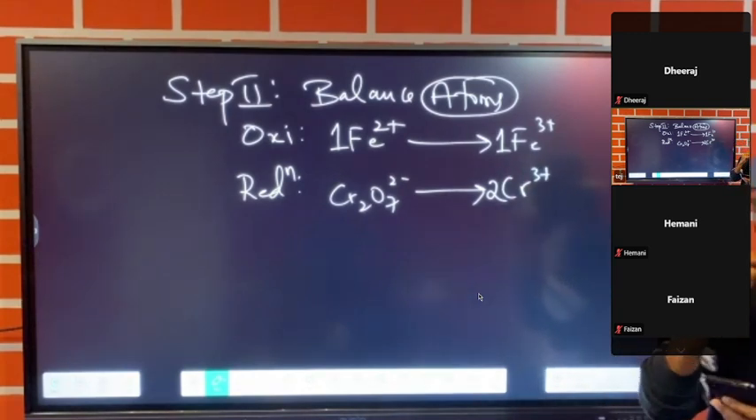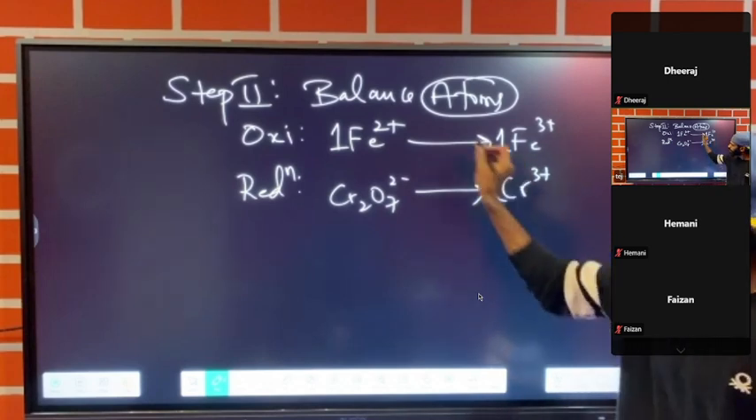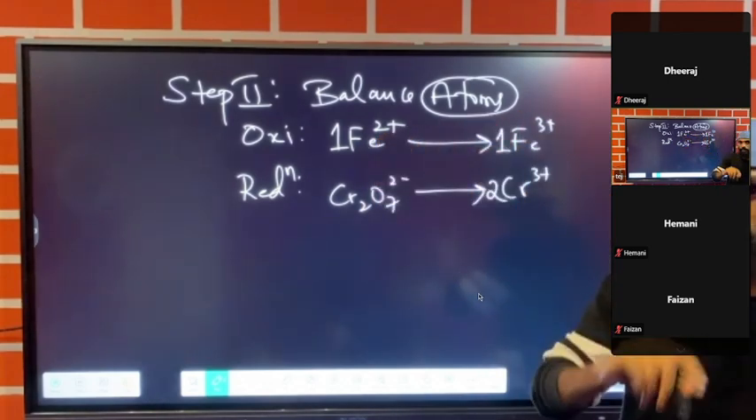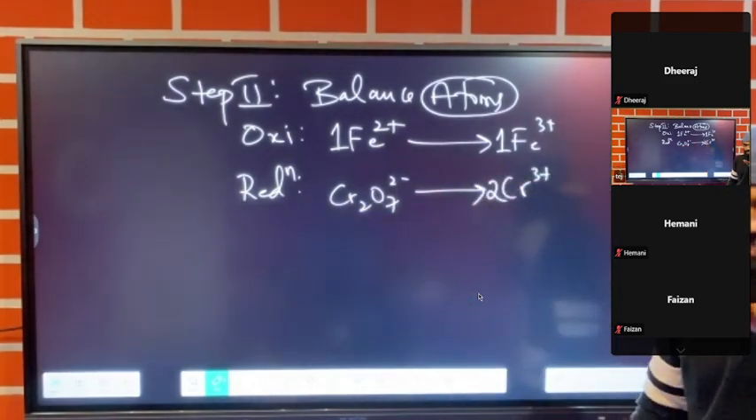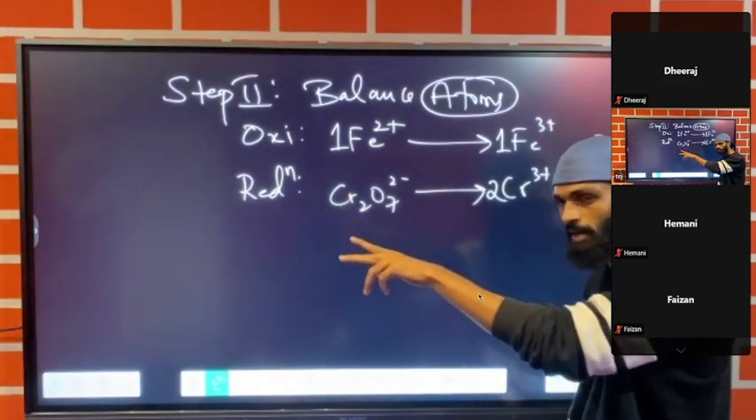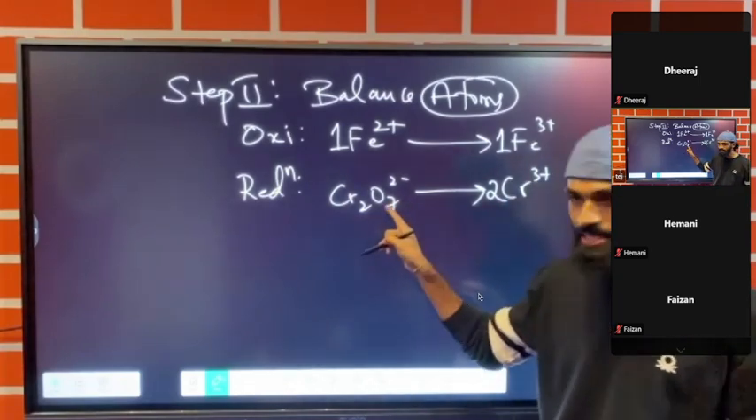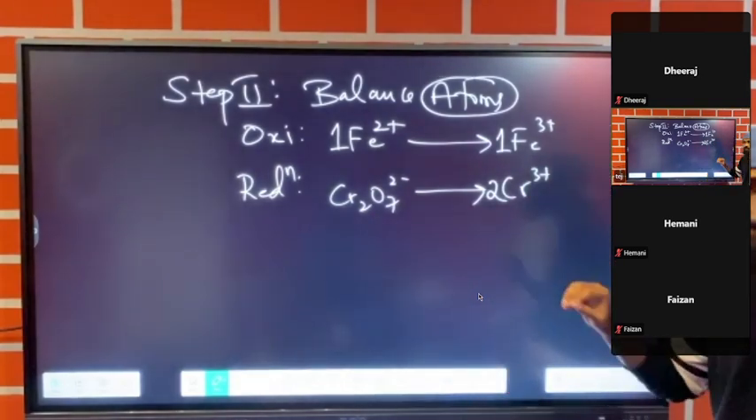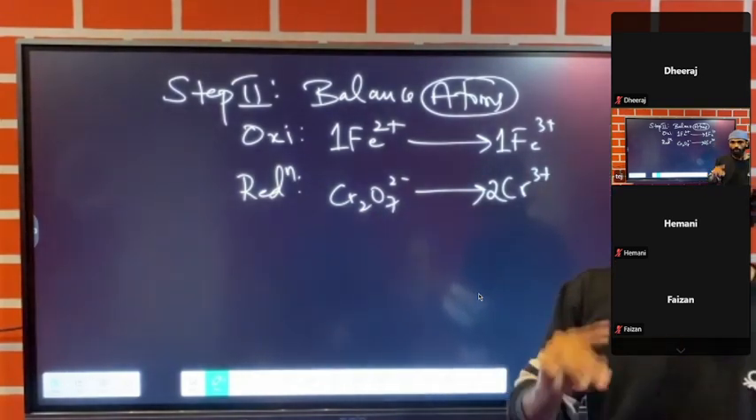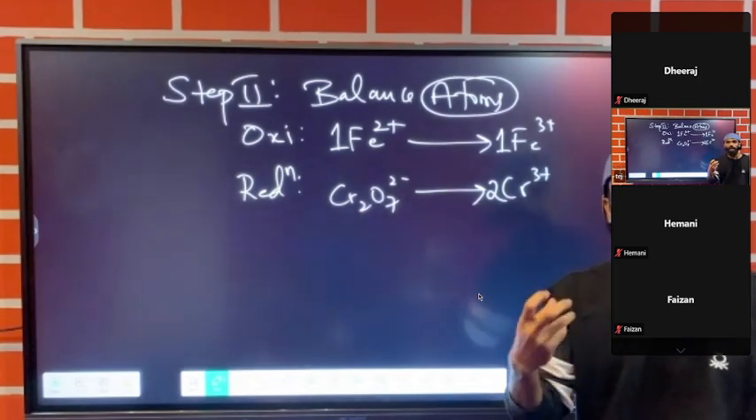When we're trying to solve step number 2, careful here. Focus. Here there was nothing extra. I'll tell you what I mean by extra. In the reduction half, on the left hand side there are 2 chromiums, and on the right hand side also 2 chromiums. But on the left hand side, there are 7 oxygens. On the right hand side, there are no oxygens at all. Now, think. This is where I need some help.